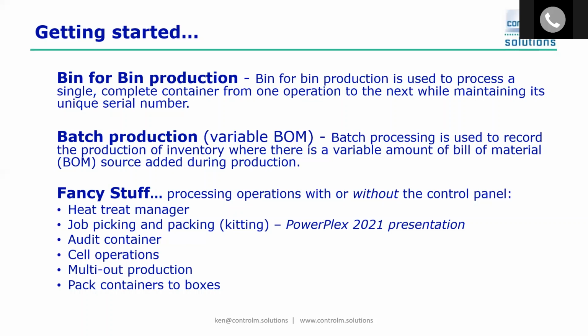So those four are really the primary standard production methods on the control panel for a job. Standard production that comes configured for you right out of the box. Simplified production, which requires a little setup that we're going to talk about. Bin for bin production, and batch processing, variable BOM. In Plex, though, many of you might be using what I'll call some fancy stuff. And there are reasons to use the fancy stuff, but just speed of application is not necessarily a good reason to use the fancy stuff.